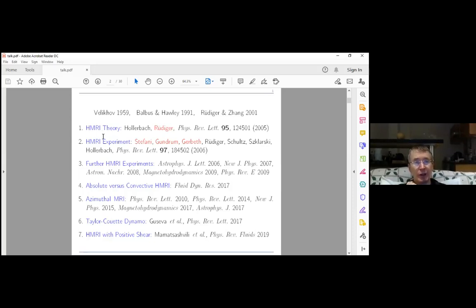And that's how, just through talking with Günther, I had this idea for what's now come to be known as the helical MRI. So we did that paper in 2005. Then we talked to this experimental group, Stefani, Gundrum, and Gerbert. These are liquid metal experimentalists in Germany. As soon as we sketched out our basic idea here, they said, yes, we can build an apparatus like that. And if you look at the time here, we did the theory in 2005. One single year later, we already had at least a first prototype experiment.